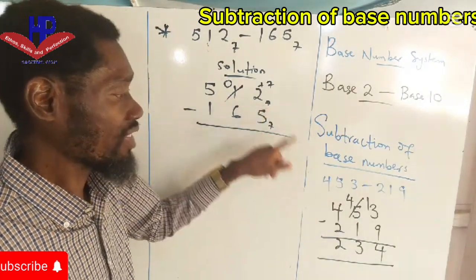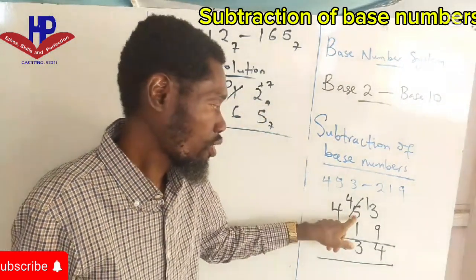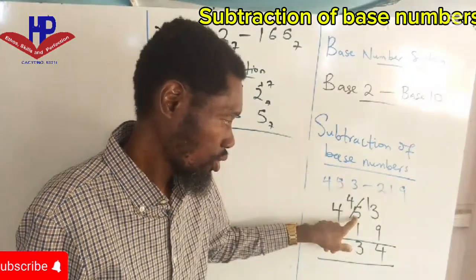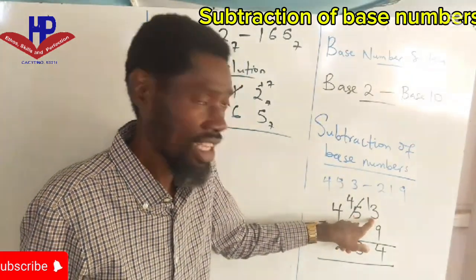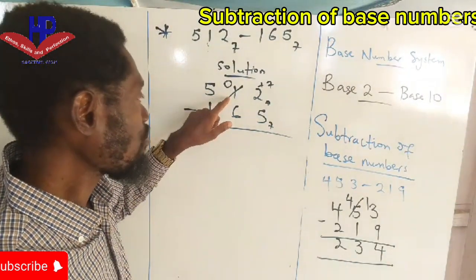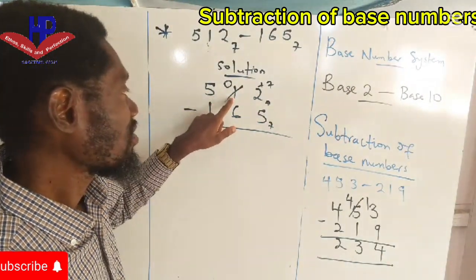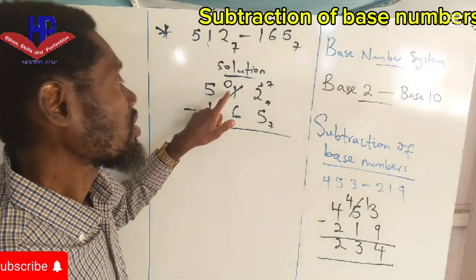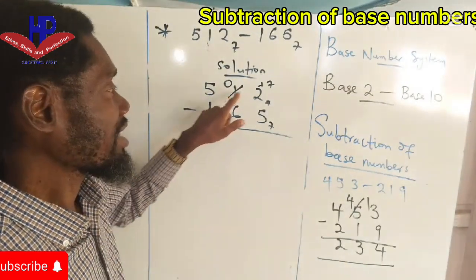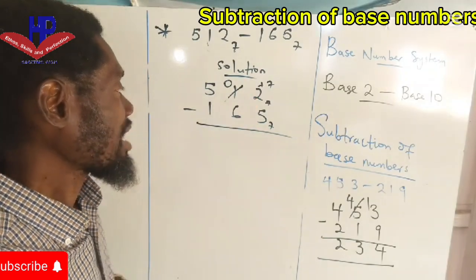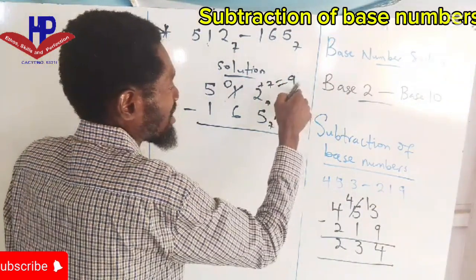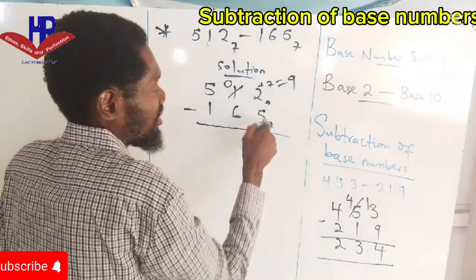When we dealt with base 10, the one we borrowed from 5, we said it was 10 that we borrowed. When we added it up to 3, it became 13. But now we are dealing with base 7. So the one we borrowed from 1, that was left with 0, that one we borrowed is 7. So 7 added to 2 gives us 9. So 9 take away 5 is 4.